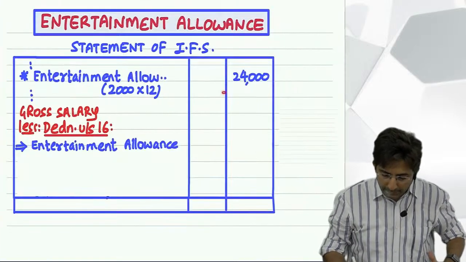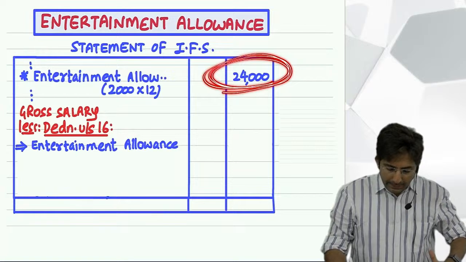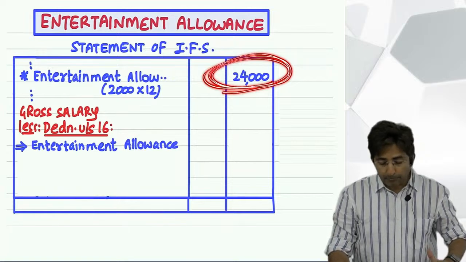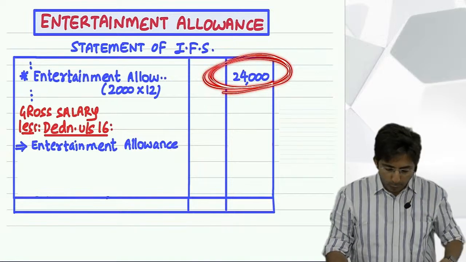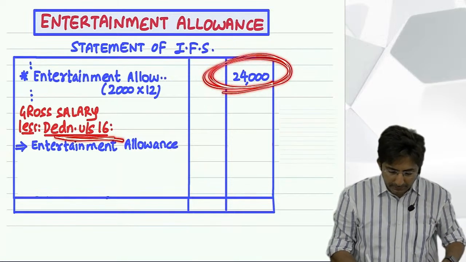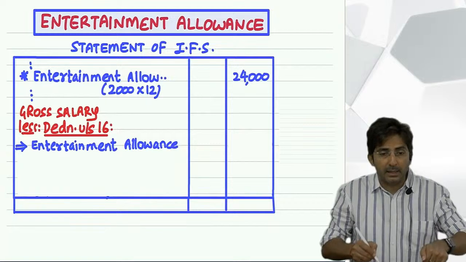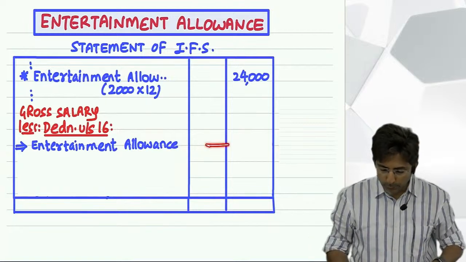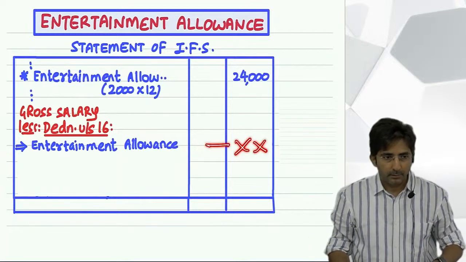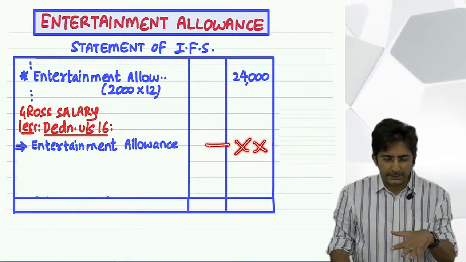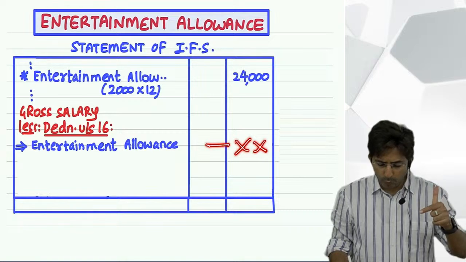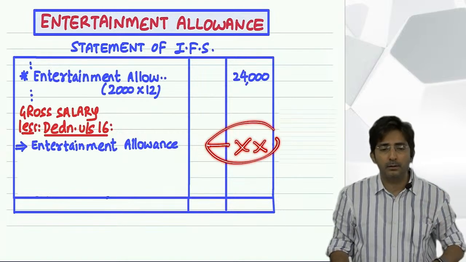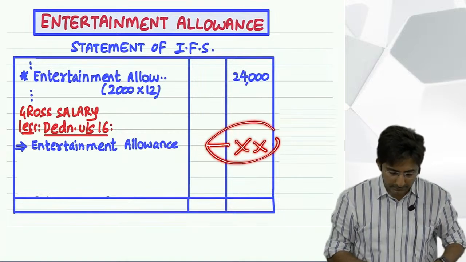First you will write entertainment allowance at the top and then after completing the whole statement, after totaling up, you will write deduction under section 16 and there you will repeat the entertainment allowance. But here you will show it as minus. Reason I will tell you, but see, you have to show it as minus, meaning you deduct. And you know, to minus, there is again a formula. See, the formula is like this.